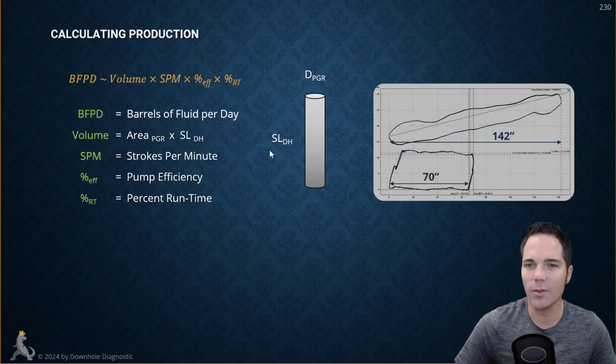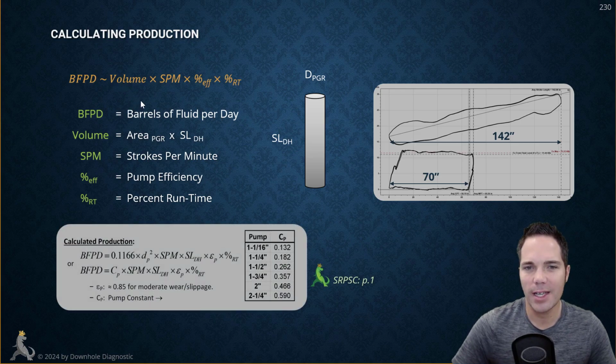Okay, and it's important that you use the downhole stroke length. Do not forget that. Some people just use the surface stroke length, but you might have a 142 inch input stroke length, but you're only getting 70 inches downhole. And so you would want to plug this number into it when you're looking at this relationship. Now, this is not a true equation here because you need some conversion for units, and this is how you can actually calculate the production.